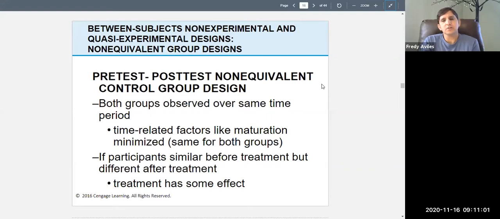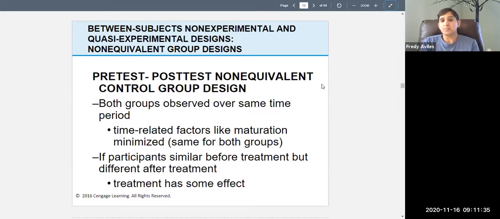Pretest, post-test, non-equivalent control group design. More about this. So both groups are observed over the same time period. So time-related factors like maturation are minimized, because you observe both groups over time. The time-related factors are going to be the same for both groups. They're both going through the study at the same time. So if there's anything that changes, they're both going to go through it. So you minimize time-related factors.